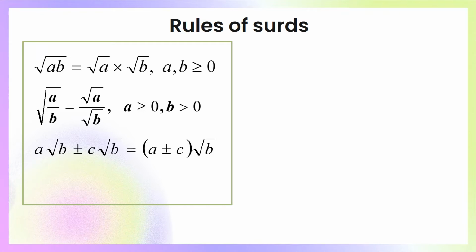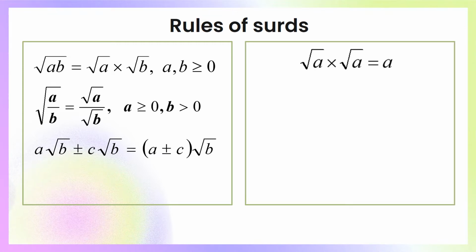And then the third one is a root b plus or minus c root b equals a plus or minus c, root b. So for this rule, we add or subtract the coefficient of the surd. And then the fourth one is root a multiplied by root a is equal to a. And then root a plus root a is equal to 2 root a. So this is similar to the third rule, so we add the coefficient of root a. The first one is coefficient 1, the second one is 1, so 1 plus 1 becomes 2. So then we get 2 root a.